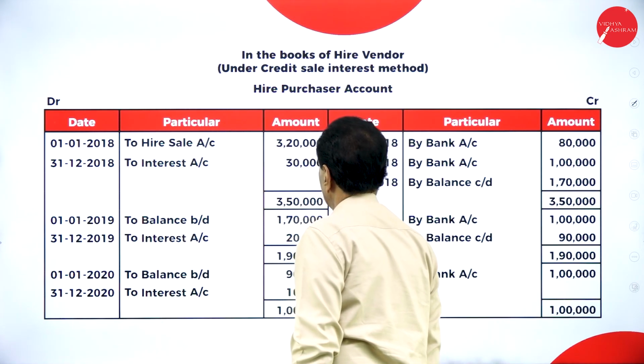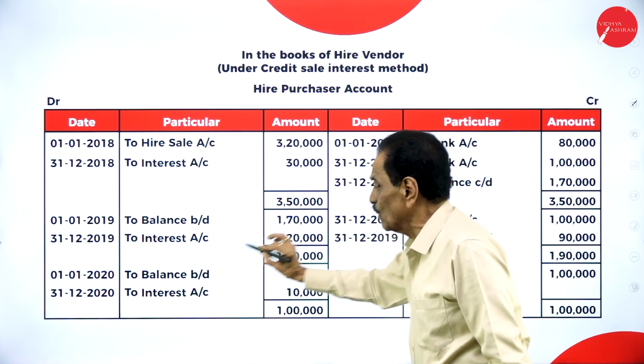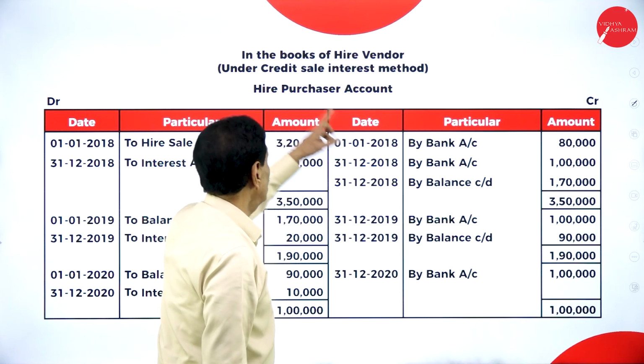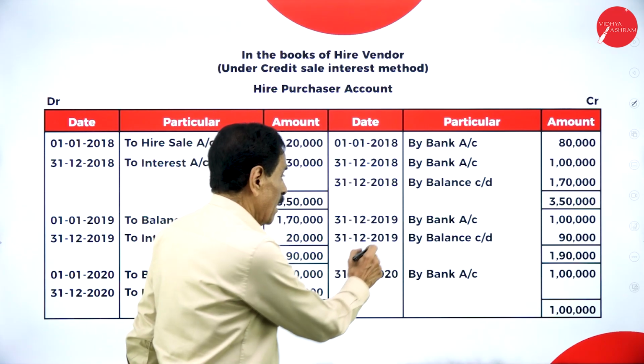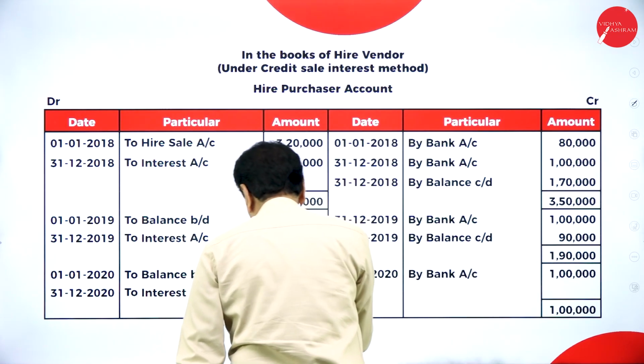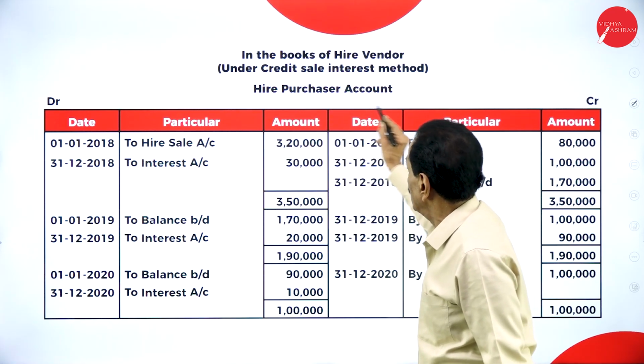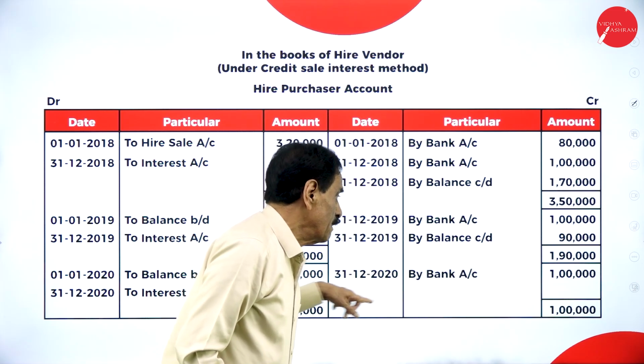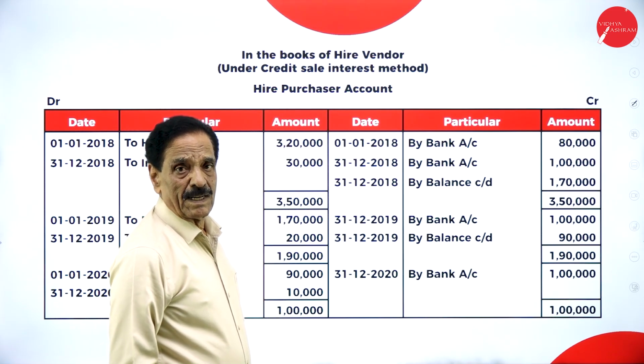Brought down 1,70,000. Interest, hire purchaser account debit to interest account. He pays the second installment. Bank account debit to hire purchaser account. How much carried down? 90,000. Brought down. Interest, hire purchaser account debit to interest account. We receive how much? 1 lakh. Bank account debit to hire purchaser account.